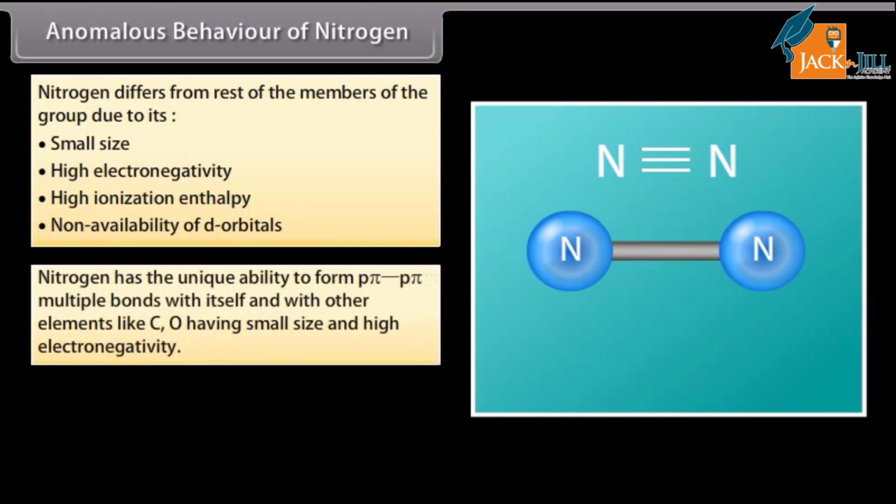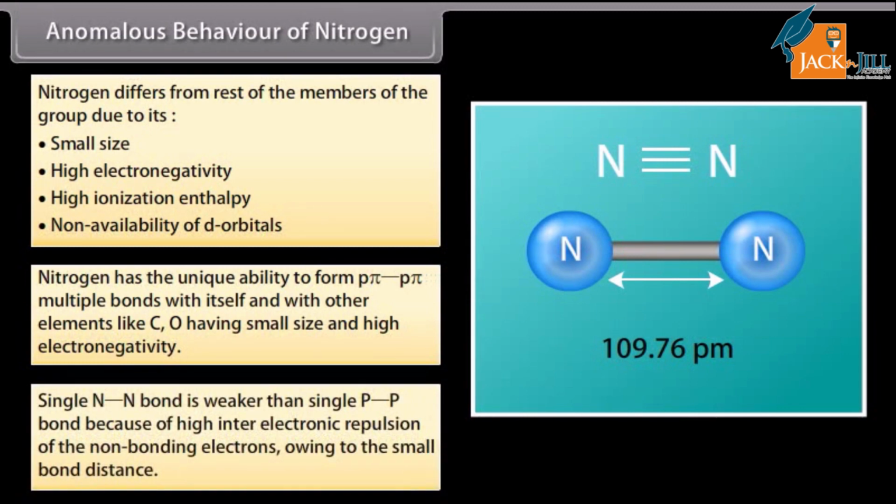Nitrogen has the unique ability to form pi-pi multiple bonds with itself and with other elements like carbon and oxygen, having small size and high electronegativity. Thus, nitrogen exists as a diatomic molecule with a triple bond between the two atoms, having a high bond enthalpy of 941.4 kJ per mole. A single nitrogen-nitrogen bond is weaker than a single phosphorus-phosphorus bond because of higher inter-electronic repulsion of the non-bonding electrons owing to the small bond distance.